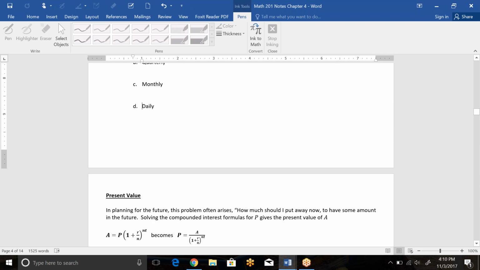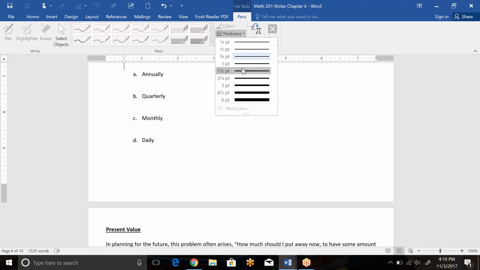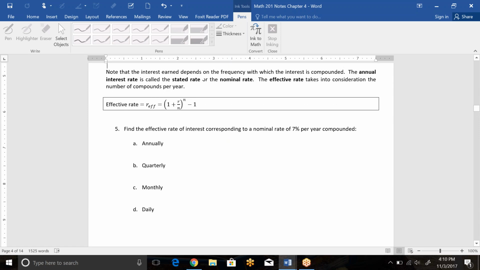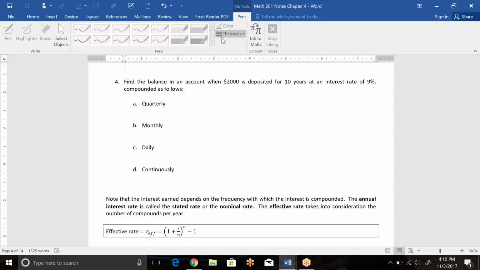The next one that we skipped over, we looked at example 4 and we did parts A and D, so we're going to look at B and C really quickly. So the formula that we're using is, sorry, this is not number 5, number 4. We're using the compound interest formula, and we're looking at a deposit of $2,000. Time is 10 years, and the rate would be 0.09. Remember, our formula is A equals P parentheses 1 plus R over N to the NT. And we want to find the balance for monthly and daily.